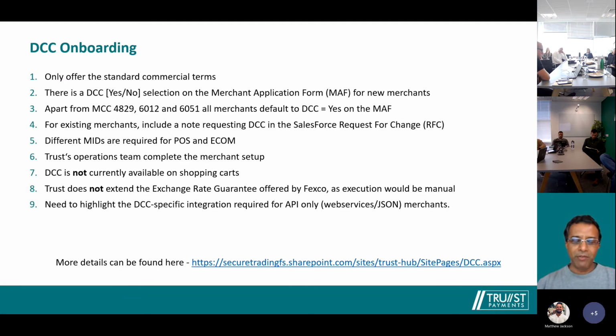I don't think it makes any difference as to whether anyone accepts DCC, right? Because ultimately the customer chooses, and they're choosing on the basis of looking at the amount in their own currency as to whether they like it or not.